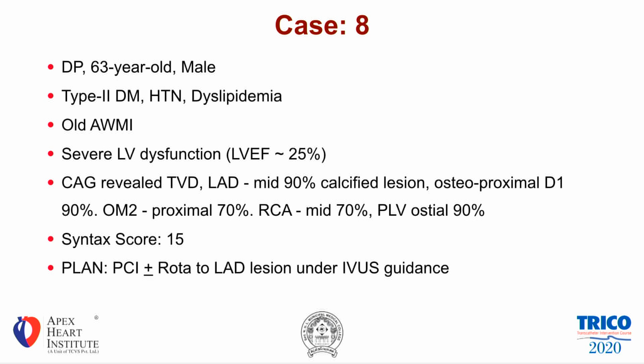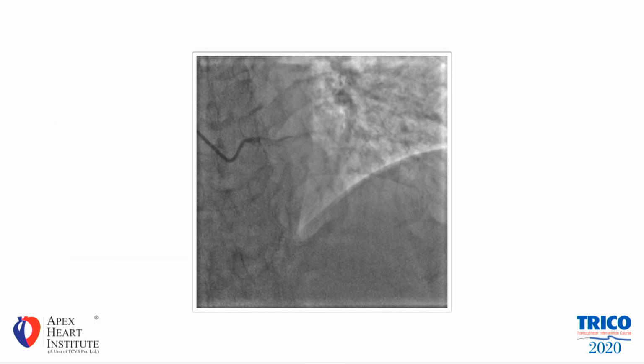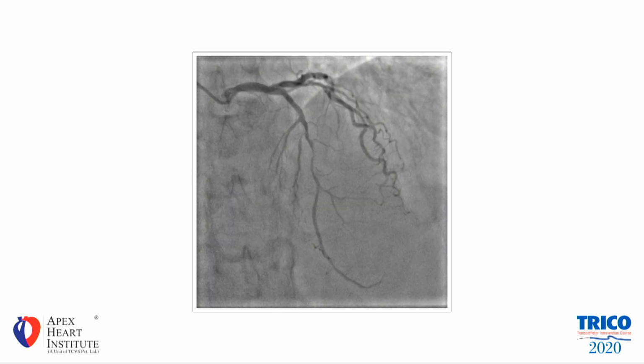Our next case is a 63-year-old male patient. He is a type 2 diabetic, hypertensive, having dyslipidemia, with history of old anterior wall myocardial infarction, having LV ejection fraction of 25%. His angiography has been done, which showed triple vessel disease, mid LAD showing around 90% stenotic lesion, and it is a calcific lesion.